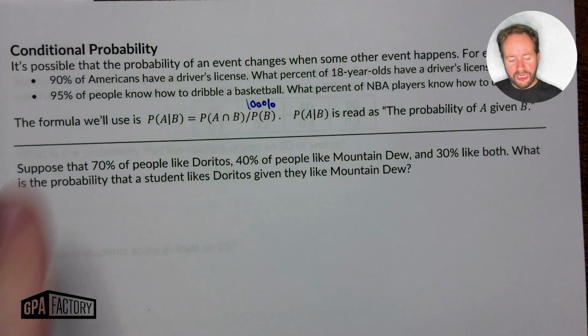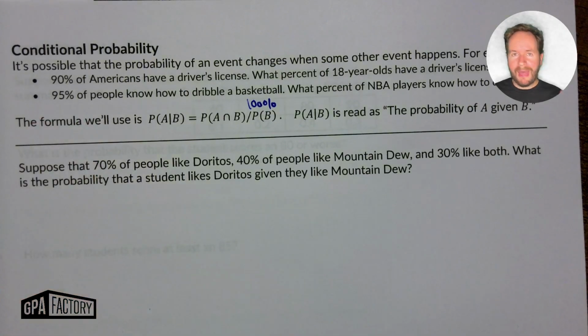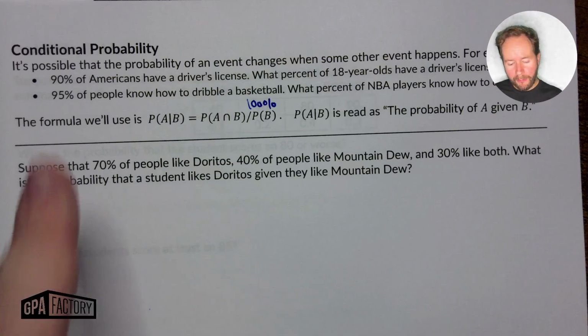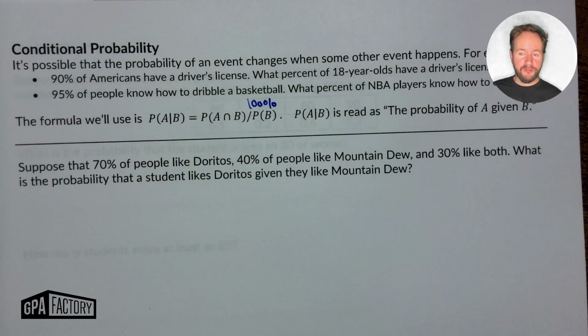So it's changed: 95% of people know how to dribble a basketball. Maybe there's some 5% who are just really bad at it. They just have no rhythm whatsoever. But the moment you ask an NBA player, that probability shoots up from 95 to 100%. So that's what conditional probability is doing. The probability changes when you know some information about the observation. So that's what we're going to be doing when we see these problems.